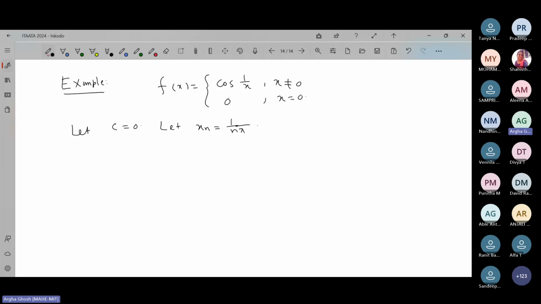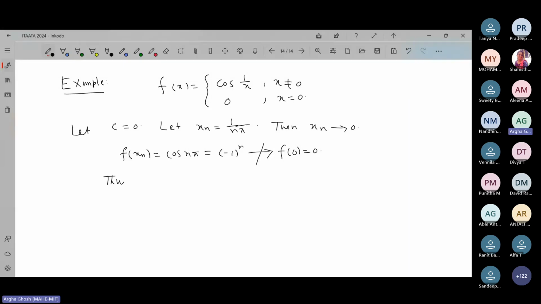Then you can see that xn converges to 0. So if f is continuous, then f of xn should converge to f of 0. So what is f of xn? It's cos n pi, and cos n pi is (-1)^n, and obviously this does not converge at any point. In particular, it cannot converge to f of 0. So f is not continuous at the point.